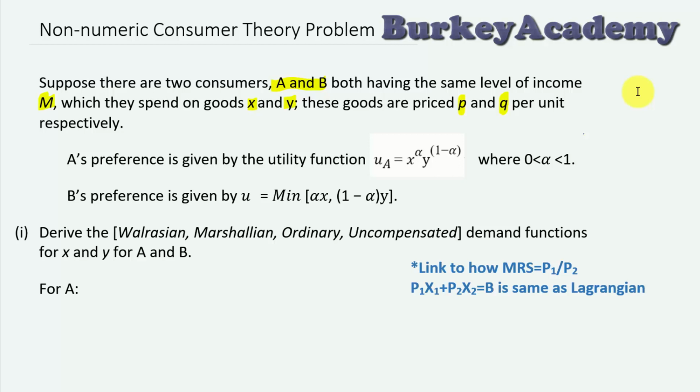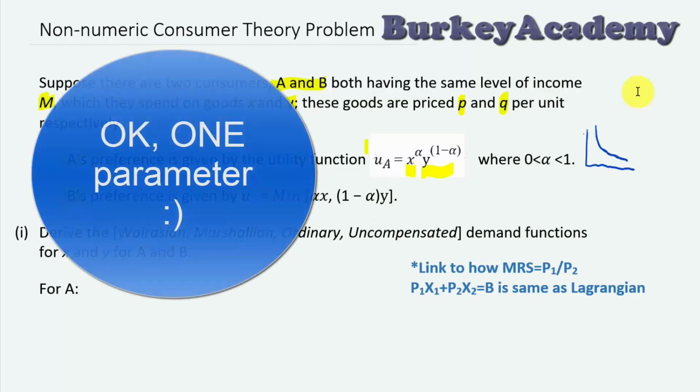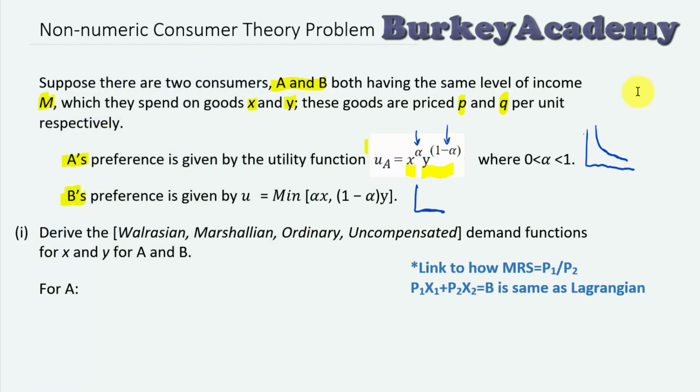The first one here for A is a standard Cobb-Douglas utility function written in its simplest form, x to the alpha times y to the 1 minus alpha. B's utility function is one for perfect complements. So when we look at A's indifference curves, they're going to have a typical kind of shape that we see for a Cobb-Douglas. The actual curvature here is going to depend on those two parameters, alpha and 1 minus alpha. B's indifference curves are going to look like an L shape.